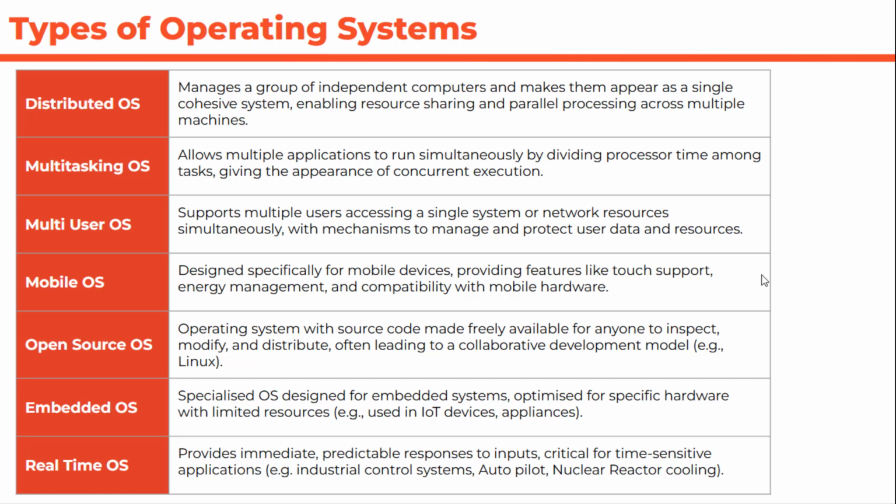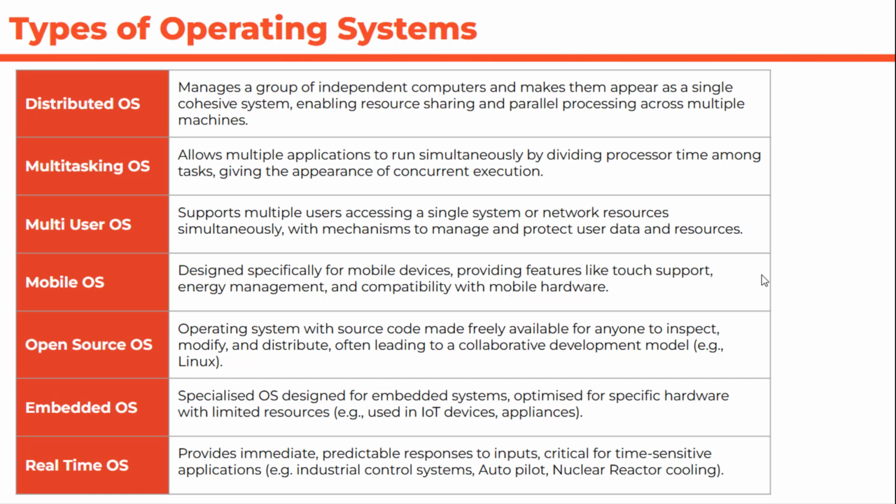Multi-user operating systems support multiple users accessing a single system or network resources simultaneously, with mechanisms to manage and protect user data and resources. And I suppose one of the key points to say here is that each user gets their own designated space on the hard drive, their own set of resources, and their own processor time. Or a slice of it. Slice of the processor, should I say.